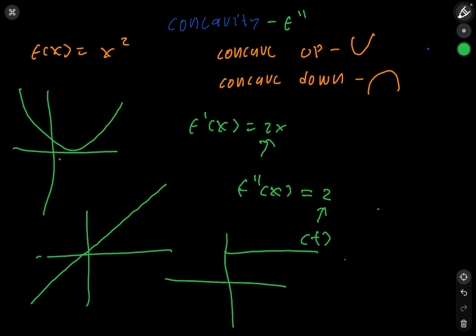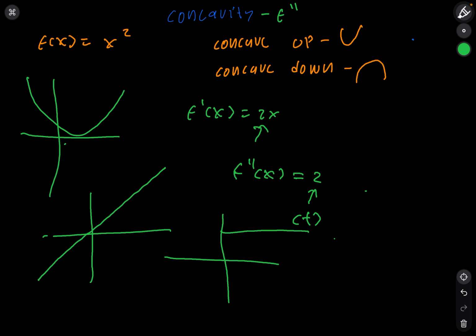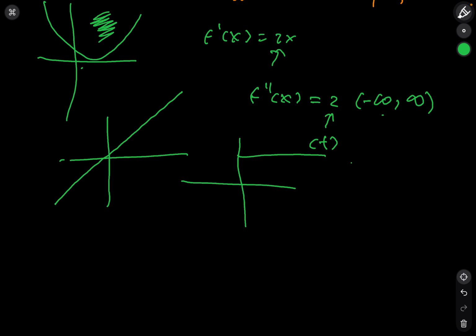What does that tell us? Well, what that tells us is for all negative infinity to infinity, x squared is always going to be concave up, simply because f double prime of x is always going to be positive. Since it's a constant, it's always going to be positive. That's why it gives off the shape of this.